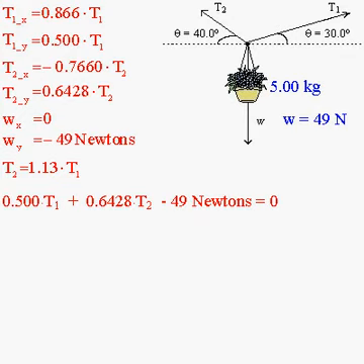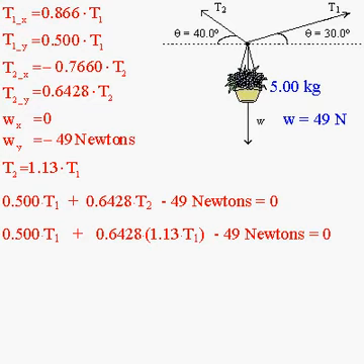Now this equation also has two unknowns, but remember, we have a relationship between those two unknowns. We know that T2 equals 1.13 T1. So in this equation, let's substitute 1.13 T1 in for T2. When we do that, we find that 0.500 T1 plus 0.6428 times the quantity 1.13 T1 minus 49 newtons equals 0. Now look what we have. We have an equation with just one unknown. We can group the T1 terms together and find that 1.226 T1 equals 49 newtons.